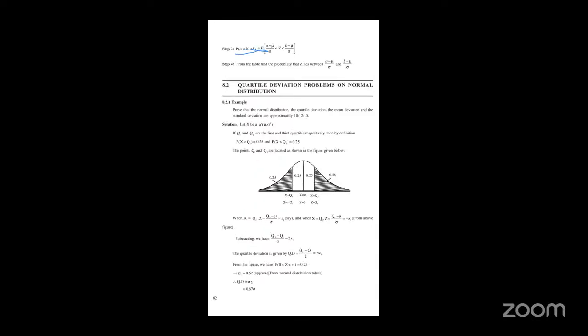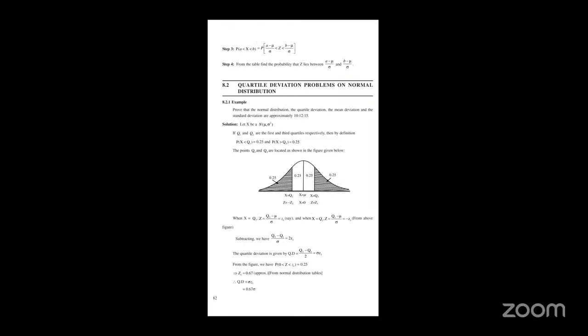So what is the third step? In the previous step we learned the probability of x having a limit value between a and b. So a is changed to a minus mu by sigma, and b is changed to b minus mu by sigma. Next, what is the fourth step? From the table, find the probabilities that lie between. These values we need to find from the table. So these are the steps.